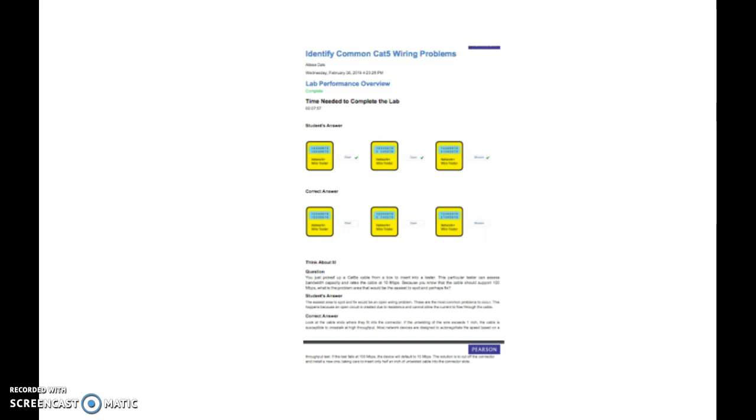Identifying common Cat5 wiring problems. This lab was an introduction to some of the harder labs that I had to deal with in this project. I know nothing about computers. This is a very new field to me, particularly because I am a biology background with a research aspect, so I know nothing about the in-depth terminologies and expectations of how computers work and what they're supposed to do. So this is very new to me.